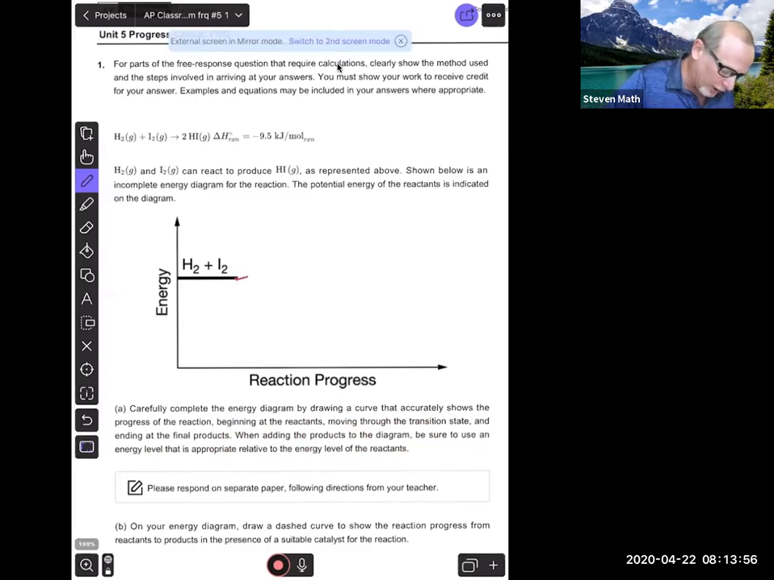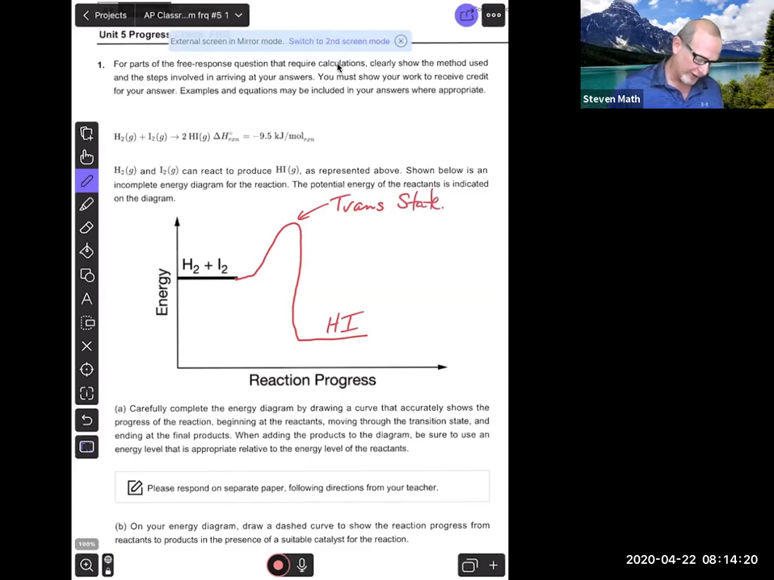So we're going to start here. We're going to go up to a transition state and make sure that we're exothermic and come down and say that our HI is over here. And it says moving through. It didn't say label it, but you know what? I'm just going to give them a little bit because I'm positive I know that that's happening there. And the appropriate energy level. On the energy level diagram, draw a dash. So now that's it, right? Super easy.